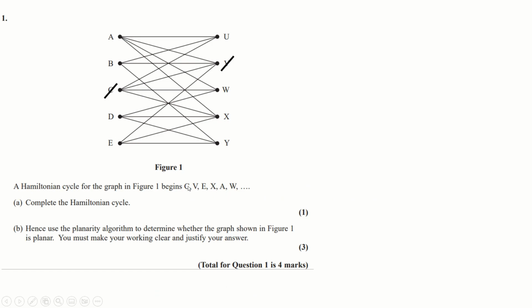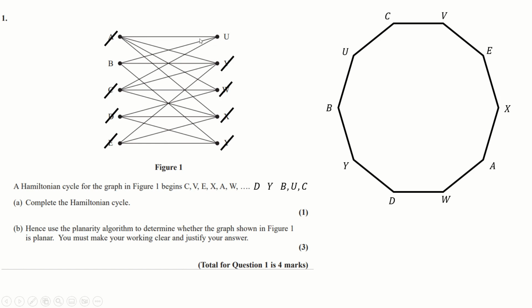You can cross them out as you do them, then E, then X, then A, then W. From W, the only place we can go to that we haven't been to yet is D, so that'll be the next one. Then it seems very logical to go to Y, and then we can go to B, and then we can go to U, and then we can go to A.